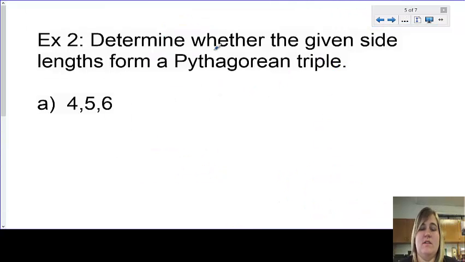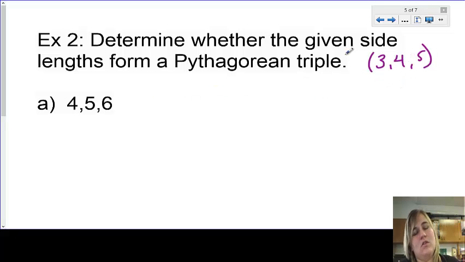So on this one it says determine whether the given side lengths form a Pythagorean triple. So first of all, we just said the Pythagorean triple is 3, 4, 5. It has to be a multiple of this, okay? If you aren't recognizing the multiples, you can check this because it's obviously going to be the two smaller ones will be A and B, and then the larger one will have to be C. Your hypotenuse should always be your largest side.